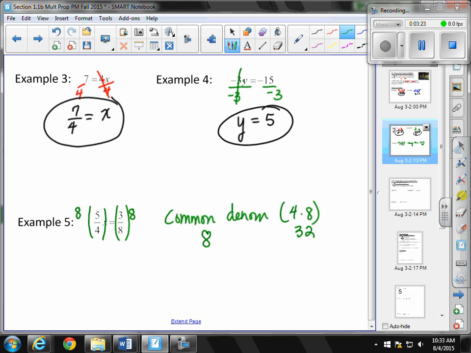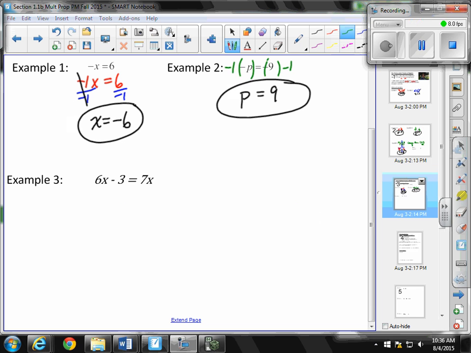And if you have a hard time with fractions, let me show you how to do this on the calculator. And I just realized this equation is in here incorrectly. I'm going to have you fix it. The original equation should say 7x minus 3 equals 6x.